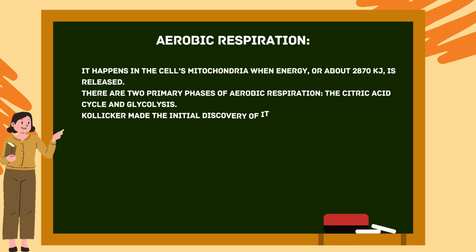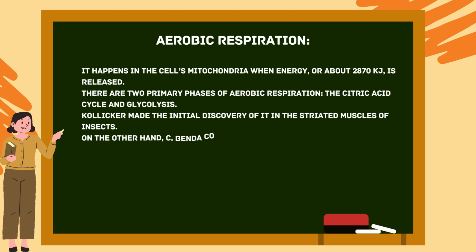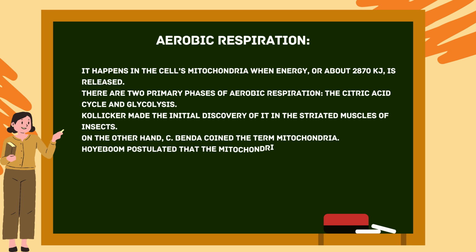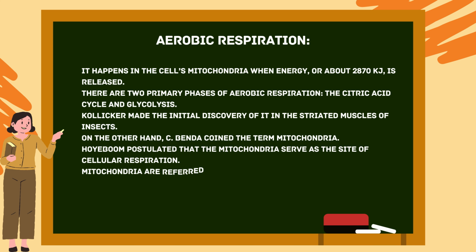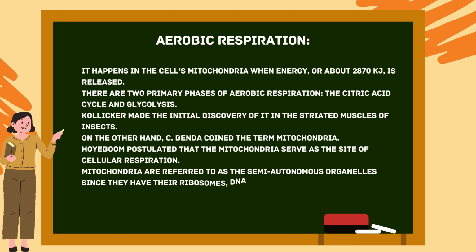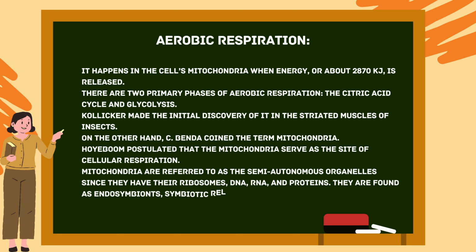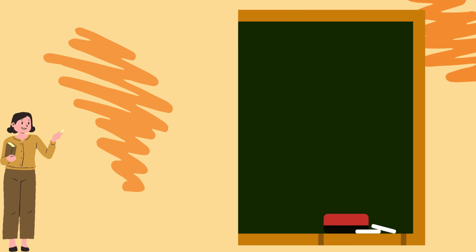Kolliker made the initial discovery of it in the striated muscles of insects. On the other hand, C. Benda coined the term mitochondria. Hobhouse postulated that the mitochondria serve as the site of cellular respiration. Mitochondria are referred to as semi-autonomous organelles since they have their own ribosomes, DNA, RNA, and proteins. They are found as endosymbionts, symbiotic organisms inside eukaryotic cells.